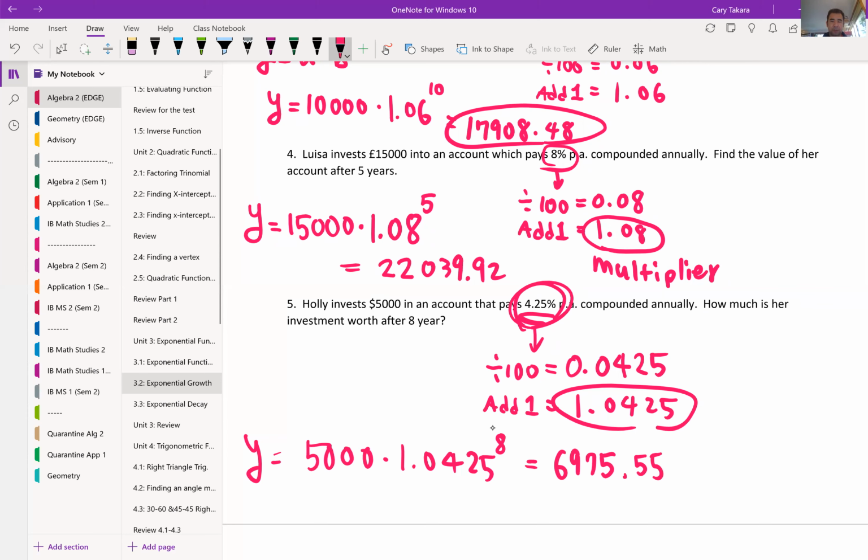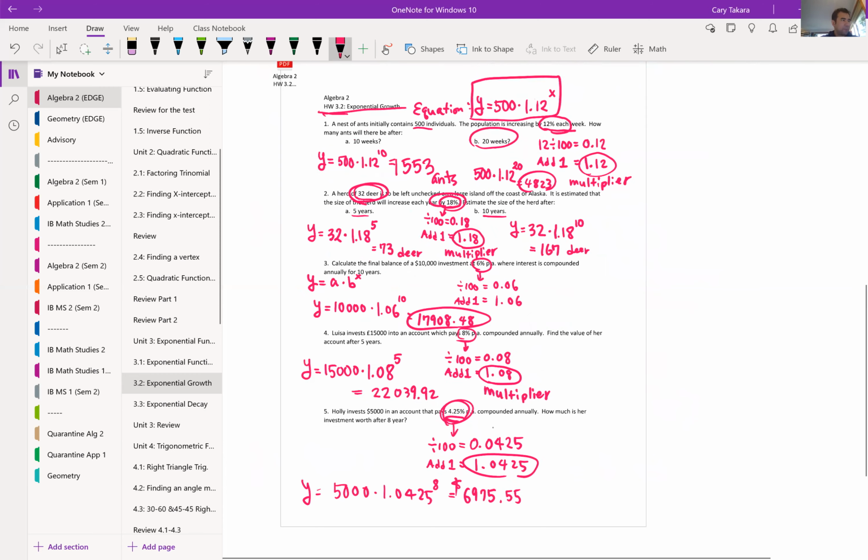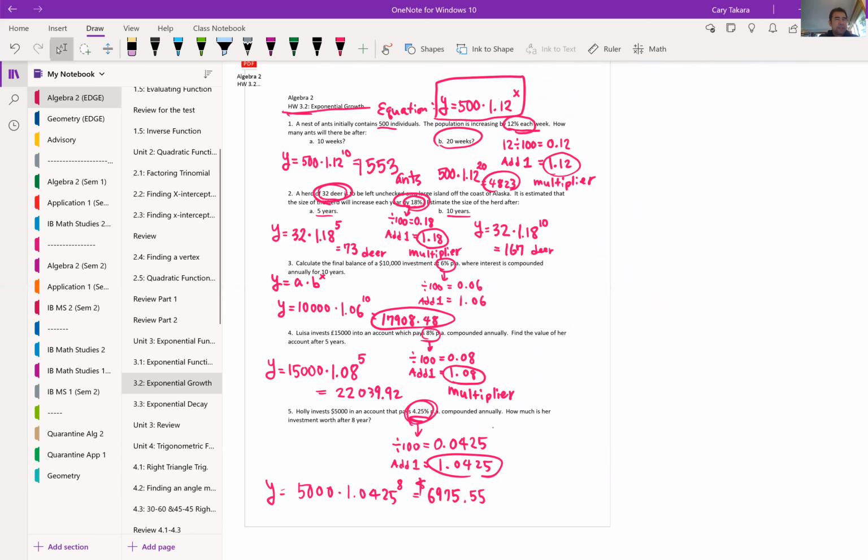Is that what you have? $6,975. Very good. So this is the exponential growth pattern. Tomorrow we will do exponential decay.